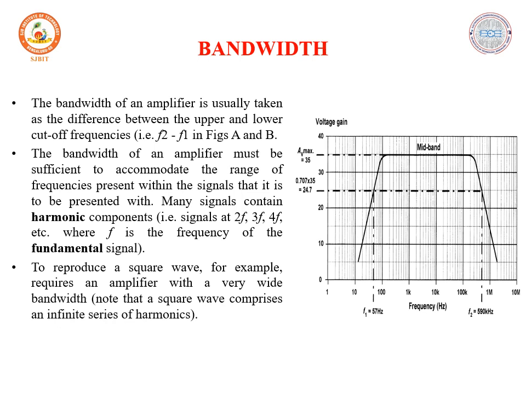The bandwidth of an amplifier is usually taken as the difference between the upper and lower cutoff frequencies, F2 minus F1. You can observe this from the figure. The bandwidth of an amplifier must be sufficient to accommodate the range of frequencies present within the signals that are to be presented to it. Many signals contain harmonic components. To reproduce a square wave, for example, requires an amplifier with a very wide bandwidth.